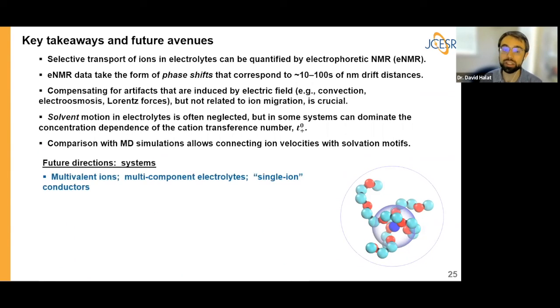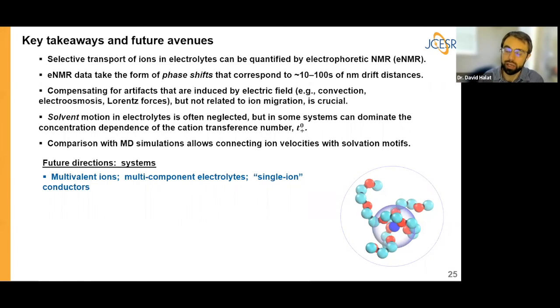Other systems of interest within the electrolyte space are multivalent. People are interested in things like magnesium and zinc. That will prove a real challenge for eNMR, but I think somebody should try to do that. There's also the opportunity to go beyond binary electrolytes and look at more complex systems with different components. I say complex, but the most common battery electrolytes already contain mixtures of solvents.